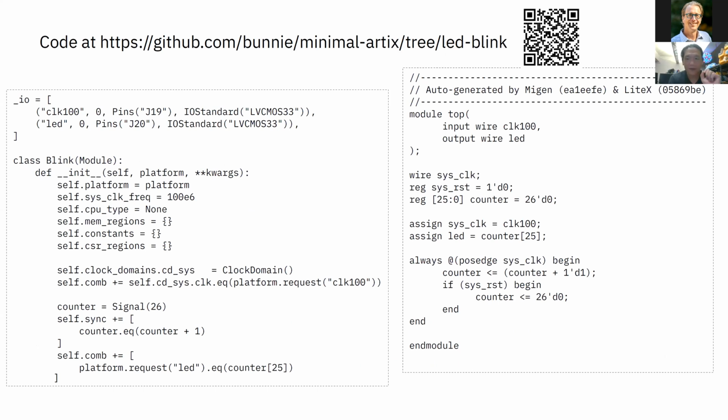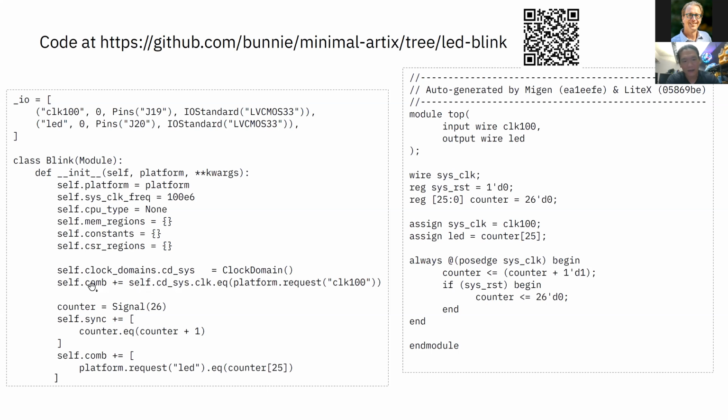But here is an example on the left-hand side of what the Python looks like, and on the right-hand side, what the Verilog output looks like as generated. In this example, I've written out all the little gory details. You have an array at the top where you describe your IO pins, the pins they go to, and the IO standards. And then you create a class Blink, which inherits Module. And you can almost ignore these lines. They are mostly here to get around some of the build system weirdnesses because I don't have the SoC here. But then you get here, okay, I create a clock domain.